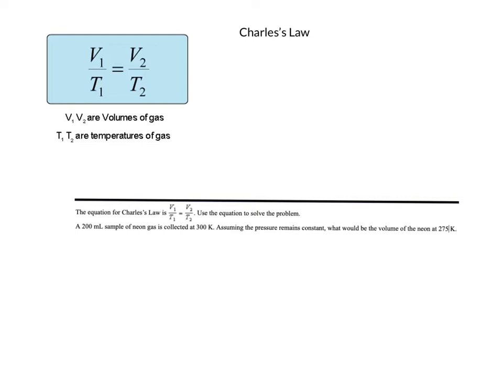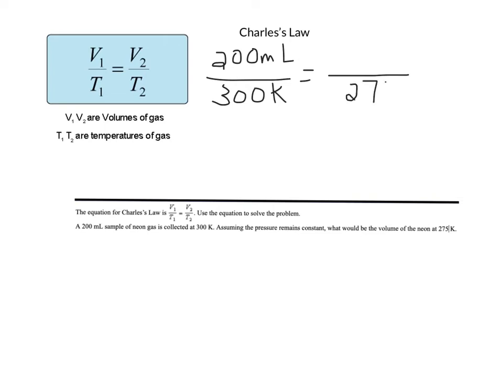So I'm going to go ahead and just plug in numbers here. So I'm going to start with V1. My volume before is 200 milliliters. And then my temperature before is 300 Kelvin. And it's asking me, assuming that the pressure remains constant, what would the volume be at 275 Kelvin? So I know my temperature after. I just need to know what my after volume is.